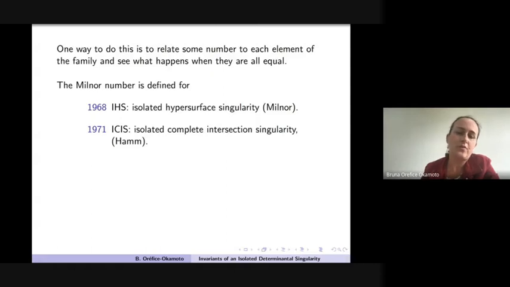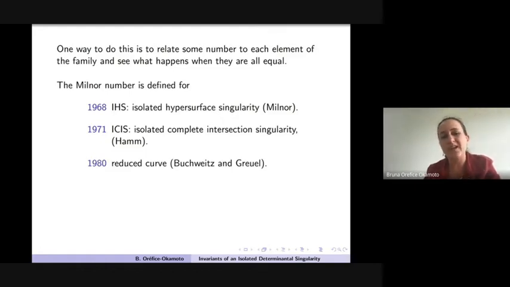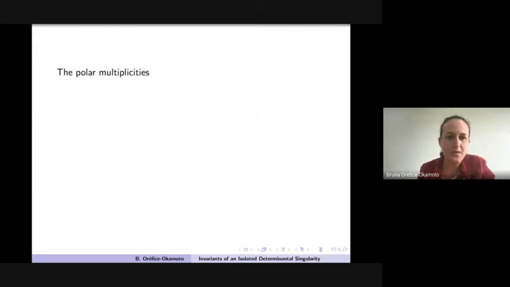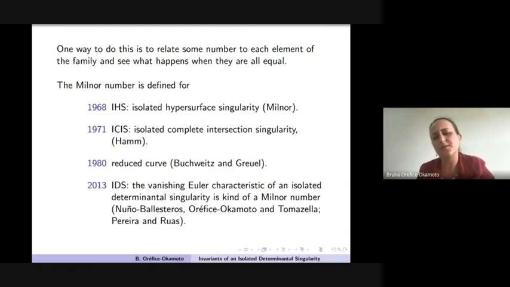It is also defined for ICIS by Hamm in 1971, and for a reduced curve by Buchweitz and Greuel in 1980. And in 2013, it was defined the vanishing Euler characteristic of an isolated determinantal singularity, which is kind of a Milnor number too. It is defined for some other varieties with non-isolated singularities, but we are not looking at this today.